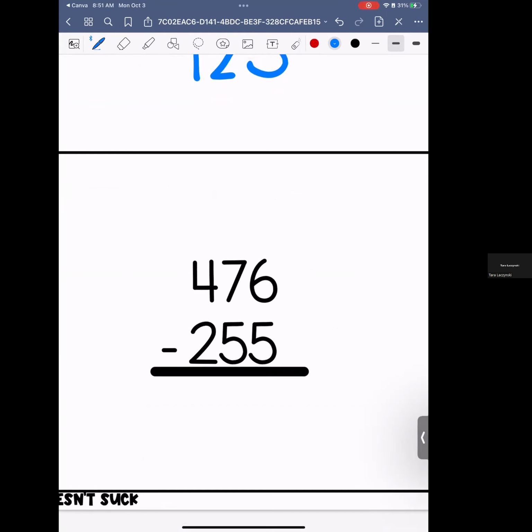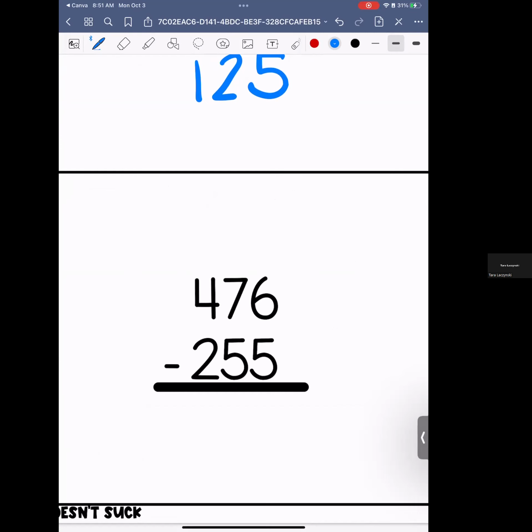Let's see if I can get this up into the screen. No, it doesn't want to. Let me change my size a little bit. There we go.